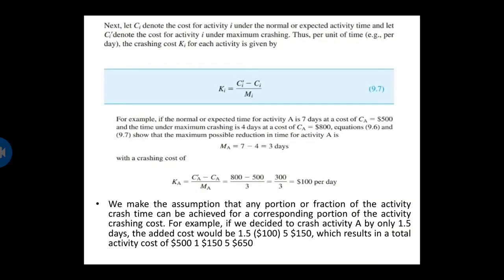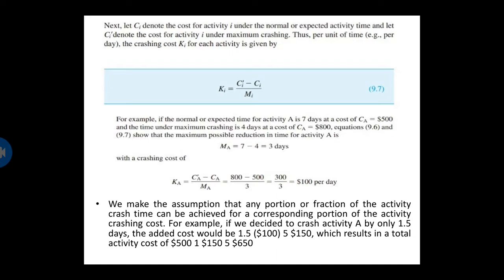Next, let C sub i denote the cost for activity i under the normal or expected activity time, and let C prime sub i denote the cost for activity i under maximum crashing. Thus, per unit of time, for example per day, the crashing cost K for each activity is given by K sub i is equal to C prime sub i minus C sub i over M sub i.